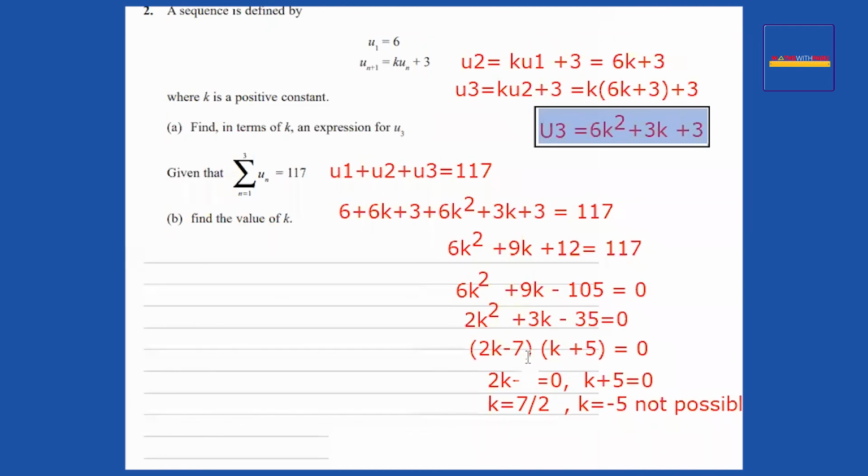Now we all know that we've been given that k is a positive constant. So that means k cannot be negative 5. It can only be 7 over 2. And that is our final answer.